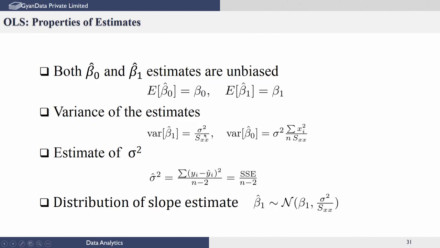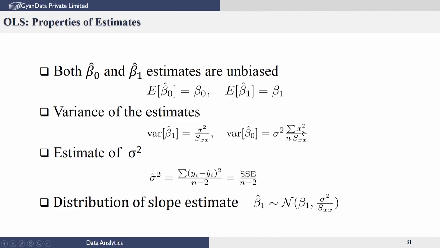Sxx represents x minus x bar, the whole squared, summed over all the samples, whereas sigma squared represents the variance of the error that corrupts the dependent variable y. So, sigma squared is the error variance, Sxx is the variance of the independent variable. This ratio we can show will be equal to the variance of beta 1 hat. Similarly, we can show that the variance of beta naught hat is sigma squared, which is the variance of the error, multiplied by this ratio.